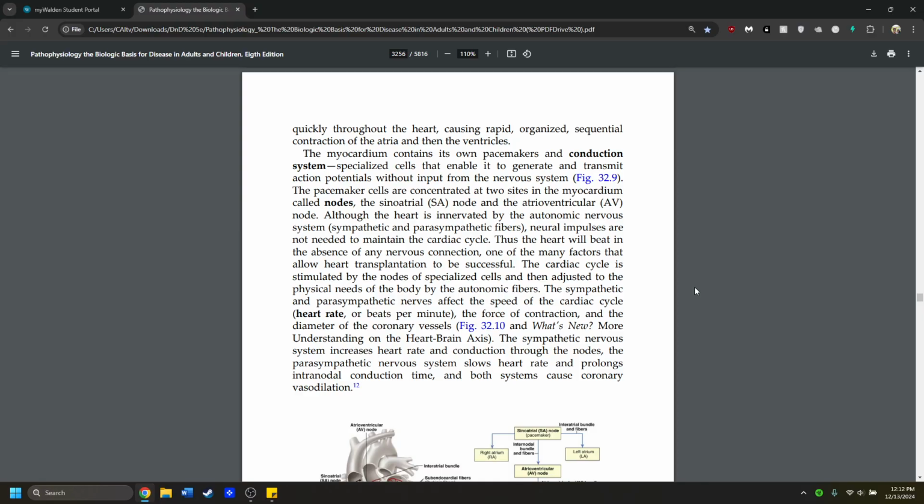The cardiac cycle is stimulated by the nodes of specialized cells and then adjusted to the physical need of the body by the autonomic fibers. The sympathetic and parasympathetic nerves affect the speed of the cardiac cycle, your heart rate or beats per minute, the force of contraction, and the diameter of the coronary vessels. The sympathetic nervous system increases heart rate and conduction through the nodes. The parasympathetic nervous system slows heart rate and prolongs intranodal conduction time, and both systems cause coronary vasodilation.